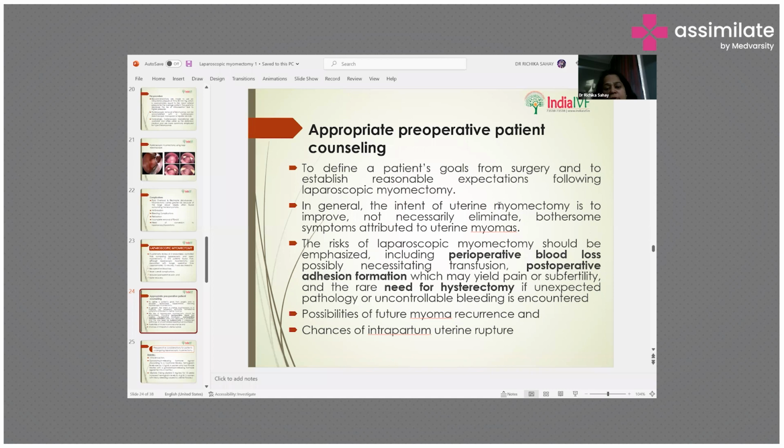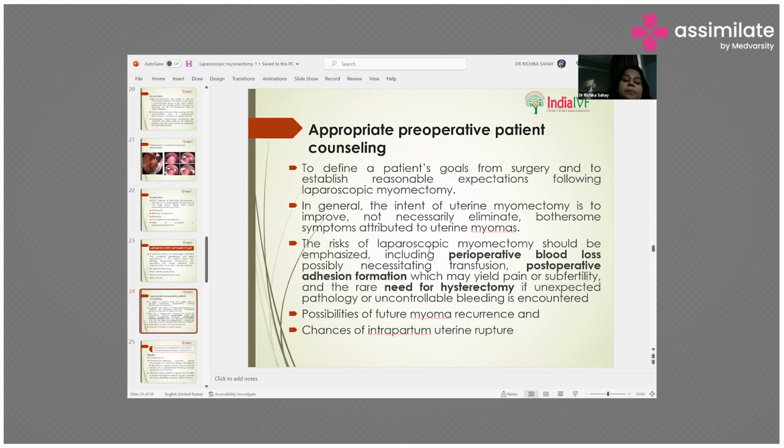The risks of laparoscopic myomectomy should be emphasized, including perioperative blood loss, possibly necessitating transfusion, post-operative adhesion formation, which may yield pain or subfertility, and the rare need for hysterectomy if unexpected pathology or uncontrollable bleeding is encountered.